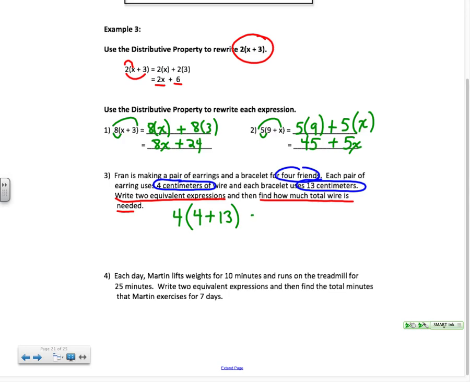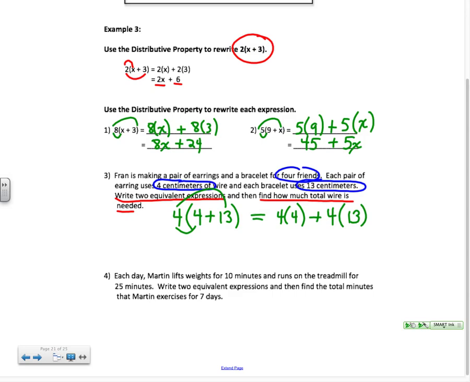So if I distribute these, 4 times 4, that's 4 friends are getting 4 earrings. That's how much wire it's going to take. And then 4 times 13, 4 friends are getting those bracelets, and it's going to take 13 centimeters. I should get the same answer on each side.